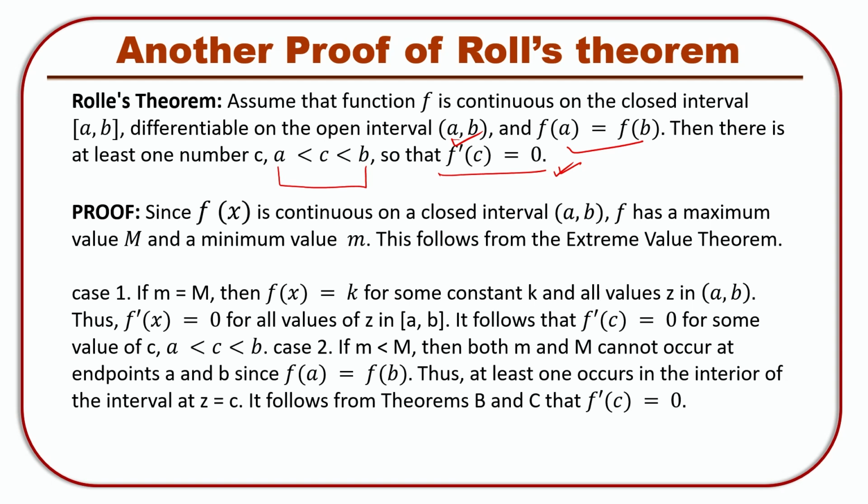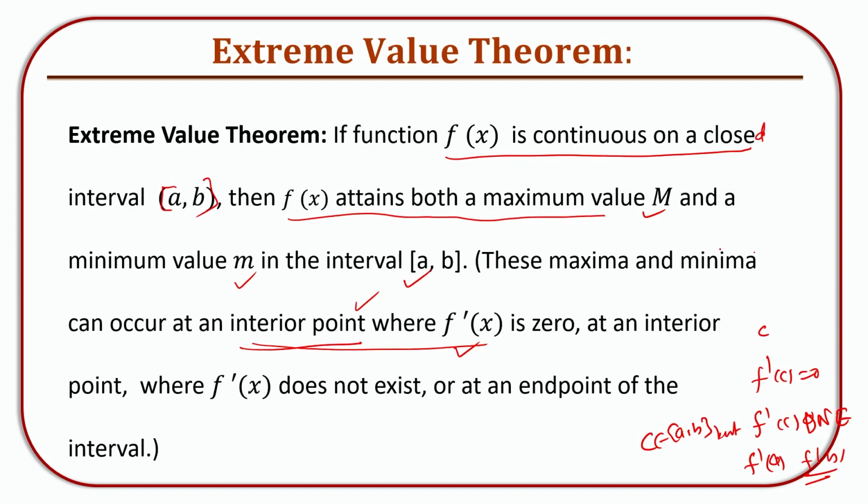Since f(x) is continuous on a closed interval [a, b], f has a maximum value capital M and a minimum value small m. This follows from the extreme value theorem, as we had already seen. We had already seen this one, right? Extreme value theorem: where f(x) is continuous on a closed interval, then f(x) attains maxima and minima in the interval [a, b].